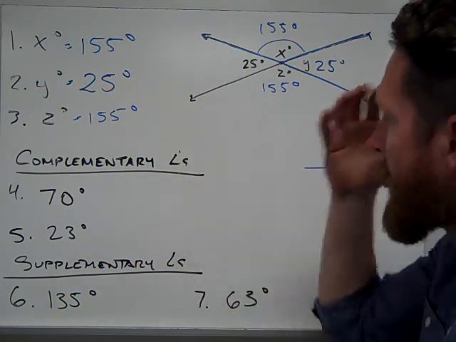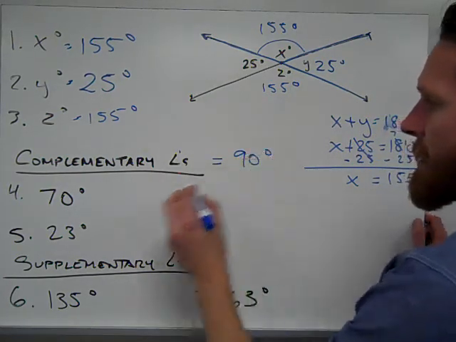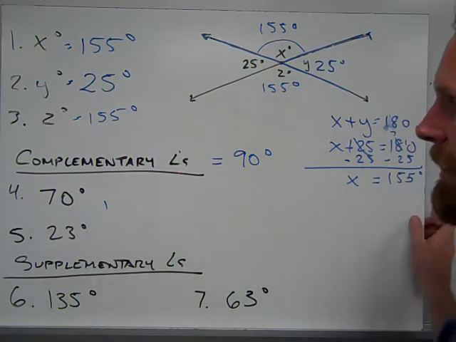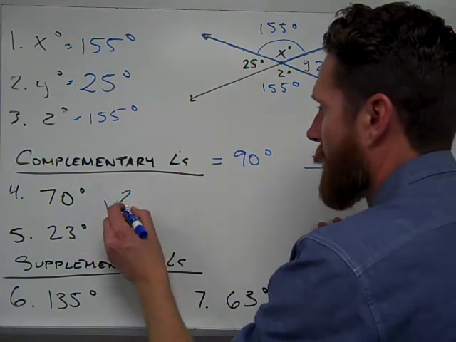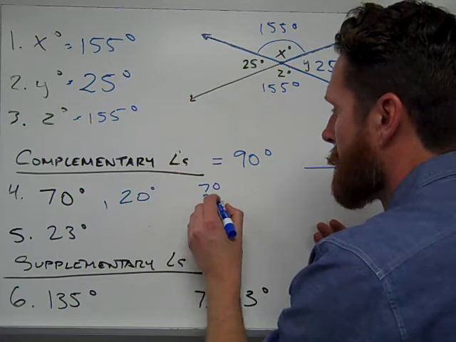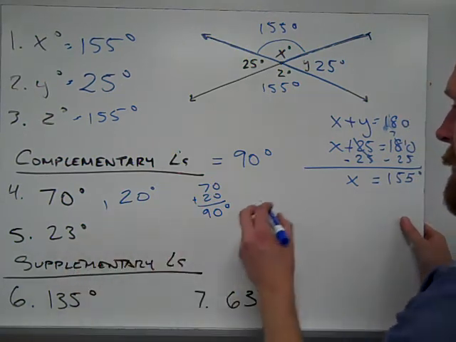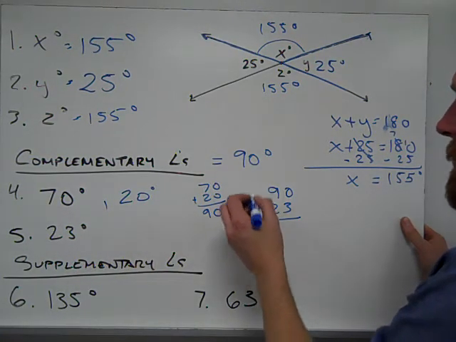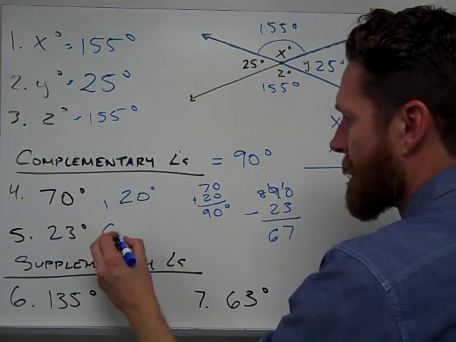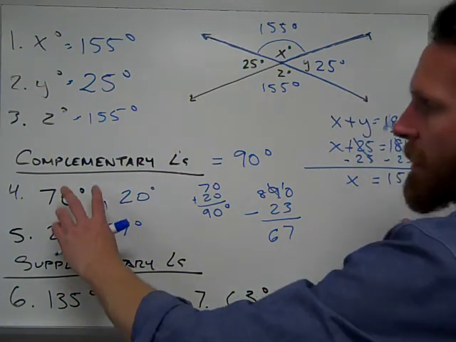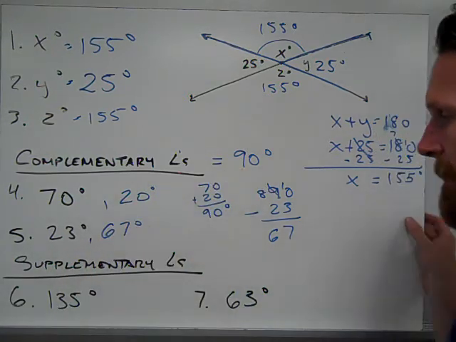Alright, complementary angles. Complementary angles have to equal 90 degrees. So if I have 70, what does my next angle need to equal to get up to 90? 20 degrees. How do I know that? 70 plus 20 equals 90. Here I have 23. So I'm going to subtract 23 from 90, because 90 is the complementary total. 8, 10, 7, 67. Complementary. The two angles add up to 90. These two add up to 90. These two add up to 90.